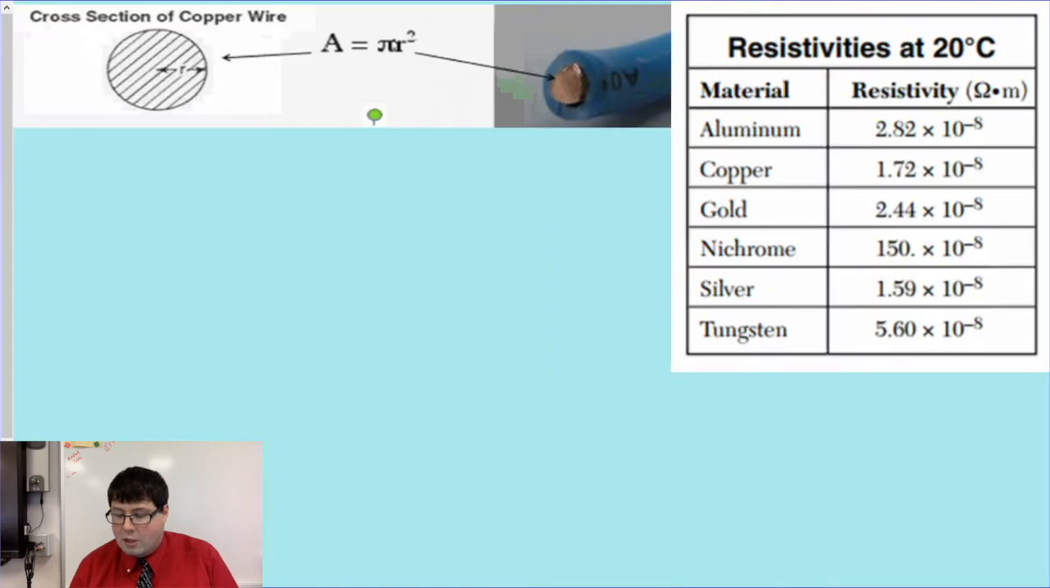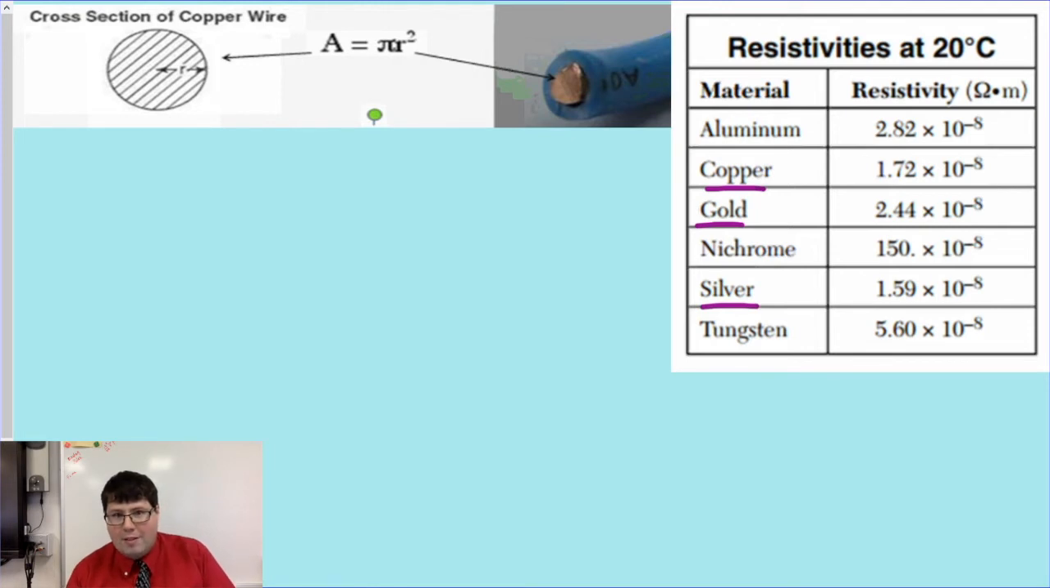In your New York State Physics reference table, on the front, there are a list of resistivities for different materials. Ones that we know we make wires out of tend to have low resistivities, like copper, gold, and silver. Whereas ones we don't make materials out of that are in circuits much, like aluminum, nichrome, and tungsten, they have high resistivities, and that just depends on the material that we have there.